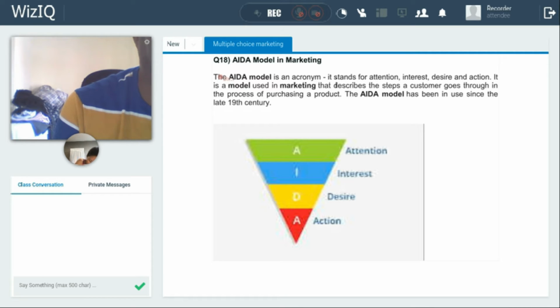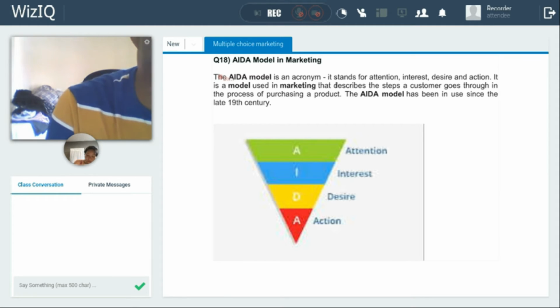So A stands for awareness. And then you have interest, which is I. And then D, you have desire. And then you buy. So let's see what happens here. First, you need to know that chocolate does actually exist. So you are aware.